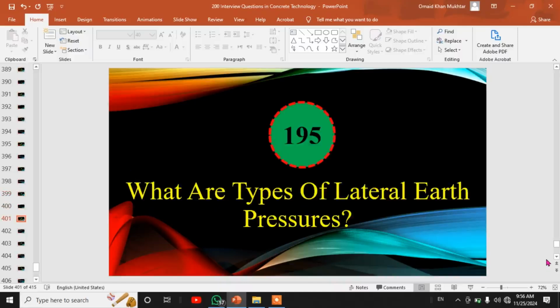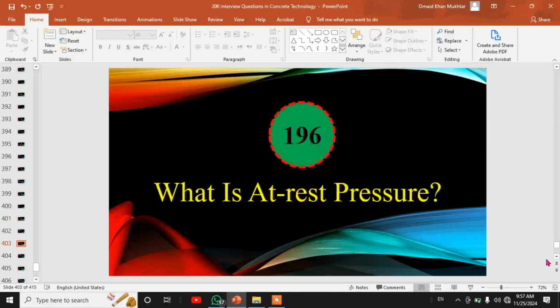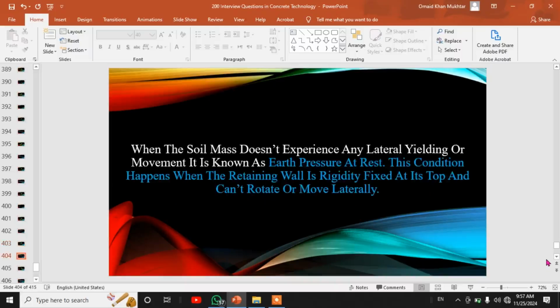195. What are the types of lateral earth pressures? Types of lateral earth pressures are following: first, at rest pressure; second, active pressure; third, passive pressure. 196. What is at rest pressure? When the soil mass doesn't experience any lateral yielding or movement, it is known as earth pressure at rest. This condition happens when the retaining wall is rigidly fixed at its top and can't rotate or move laterally.